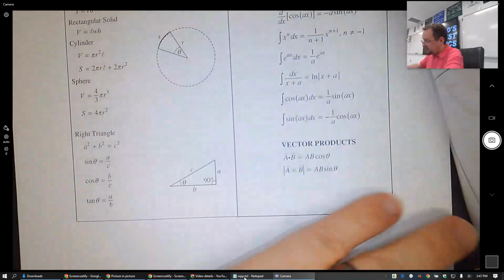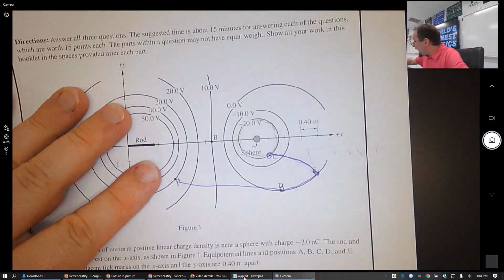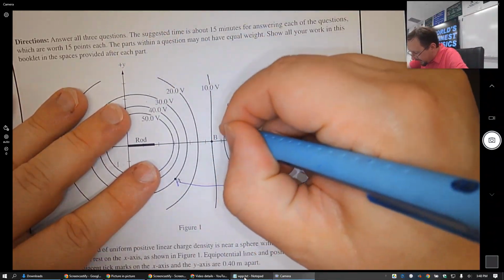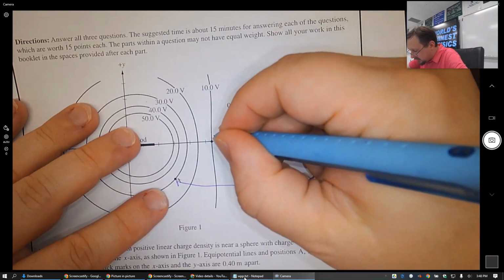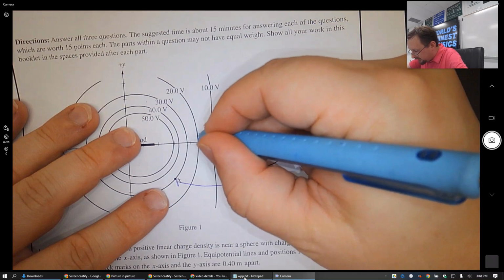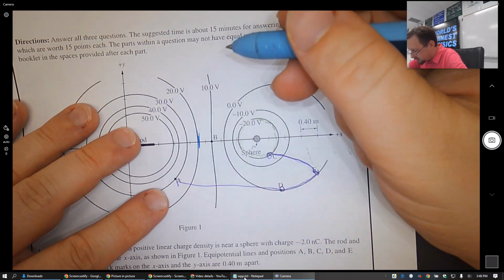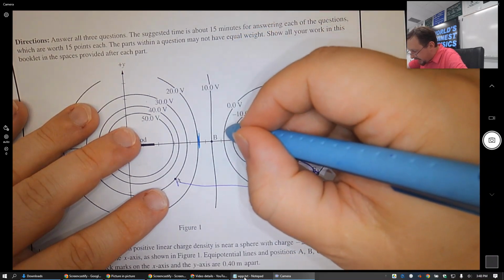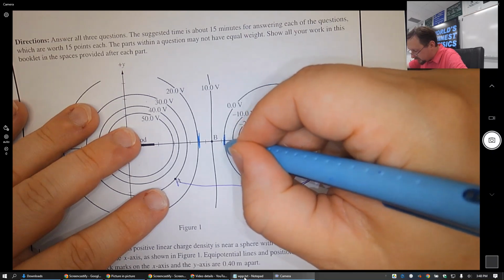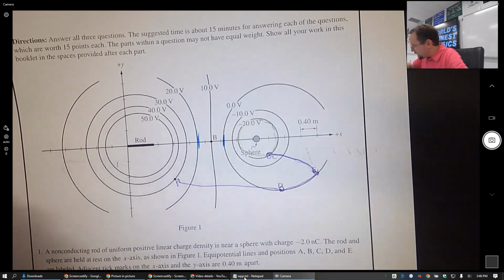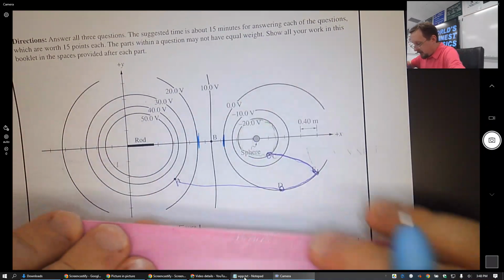X electric field at position B. At position B, what we have is 20 volts, and I'm going to say maybe 0 volts. But how far apart are these? I don't know.